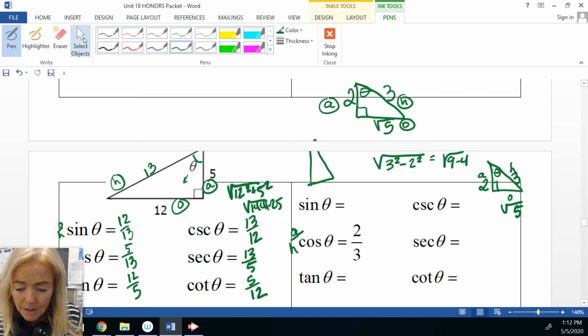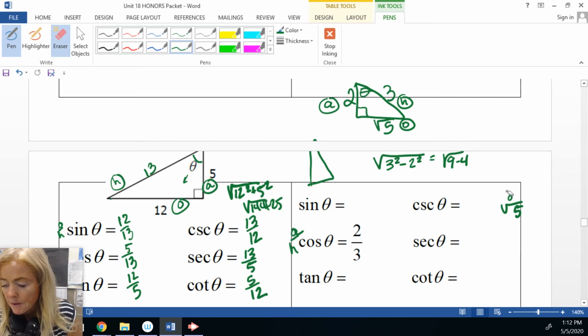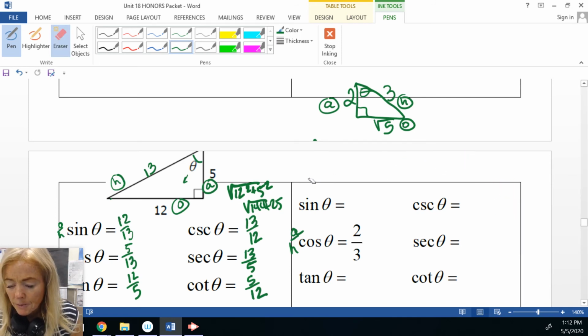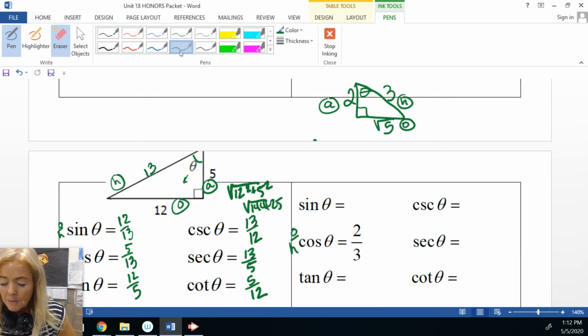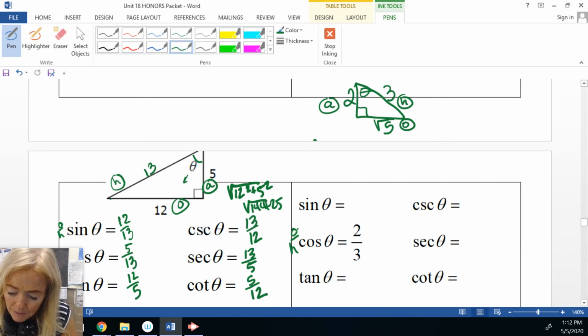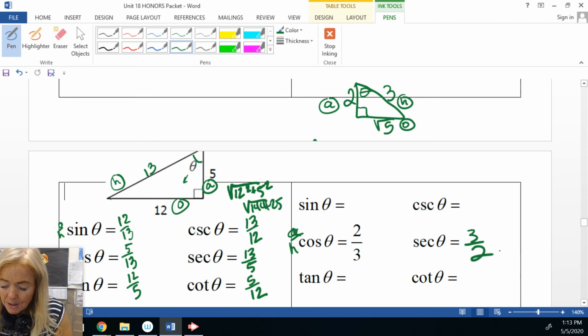Okay, and then I can get this out of my way here. Remember, we used the Pythagorean theorem. We were missing a side. We had to use that, which is fine. Okay, pen now. Thank you. All right, so right off the bat, we know adjacent over hypotenuse. Okay, so secant is its reciprocal 3/2, and we're done with that.